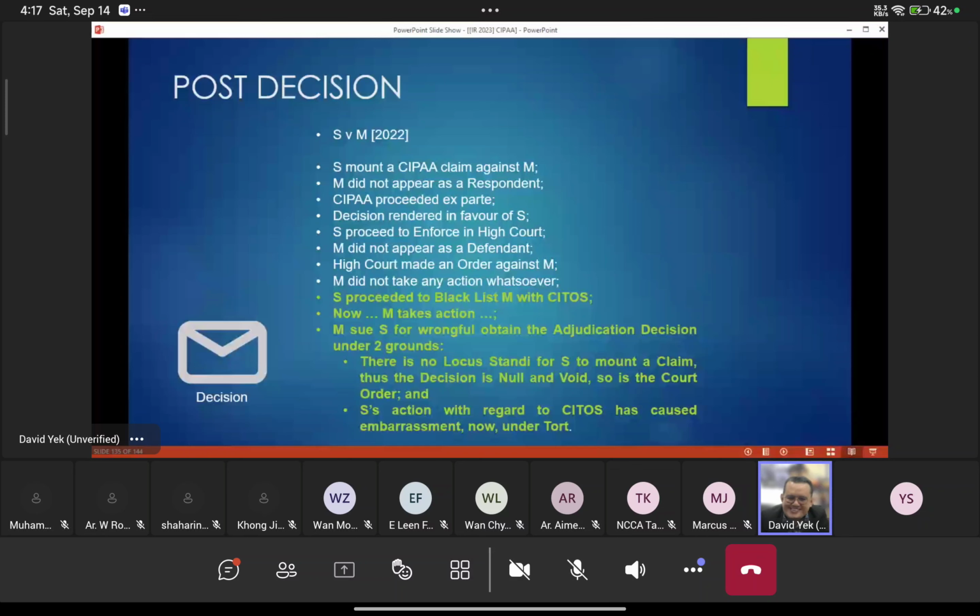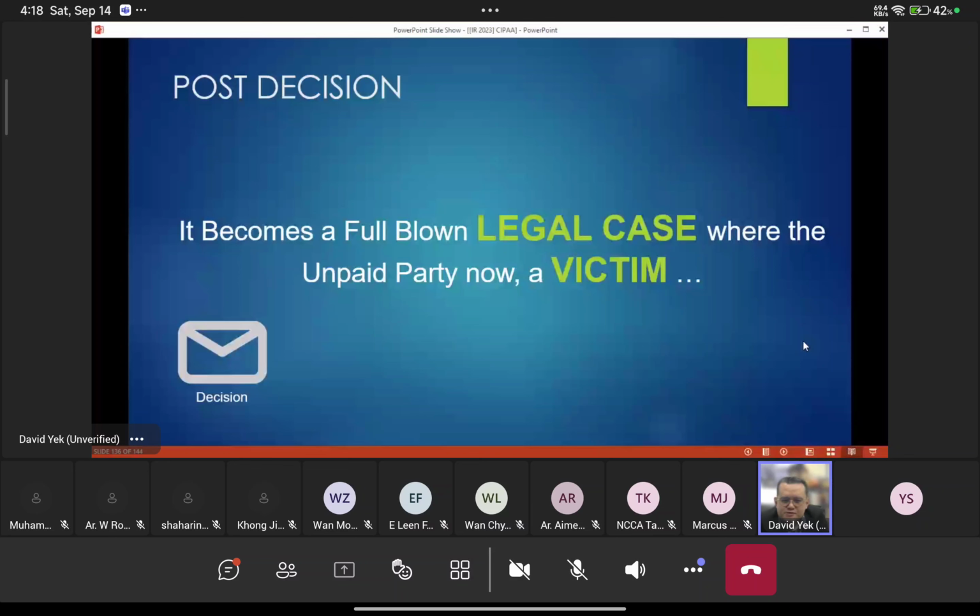Instead of anything, M sued S for wrongful action, for wrongfully obtaining the adjudication decision, under two grounds. One, S has got no locus standi to make a claim against M. Number two, S's action with regard to CITOS has caused embarrassment. Now the suit is under tort. It's beyond the normal construction claim anymore. So it becomes a full-blown legal case where the unpaid party now becomes a victim. It's real. This case is very, very real.